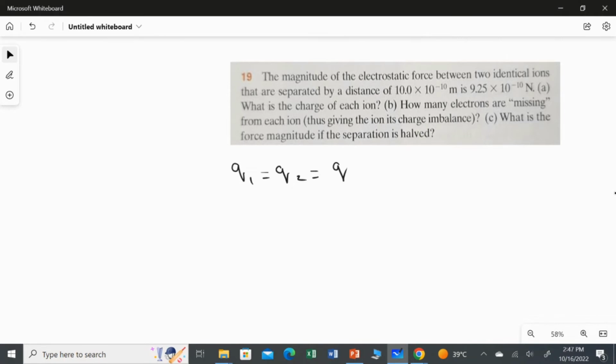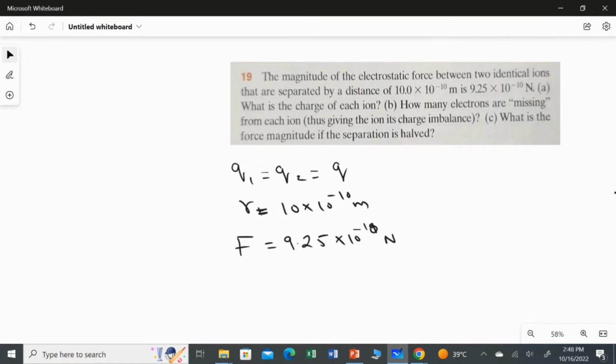And these two are separated by a distance. What's the distance? R value. What's the value of R? 10 multiplied by 10 to the power of minus 10 meter. For this distance, how much force did it experience? F, which is equal to 9.25 multiplied by 10 to the power of minus 10 Newton. Clear? No, this question has three subdivisions.